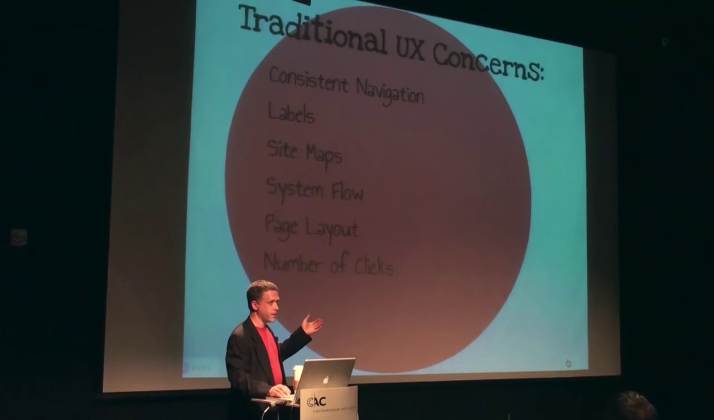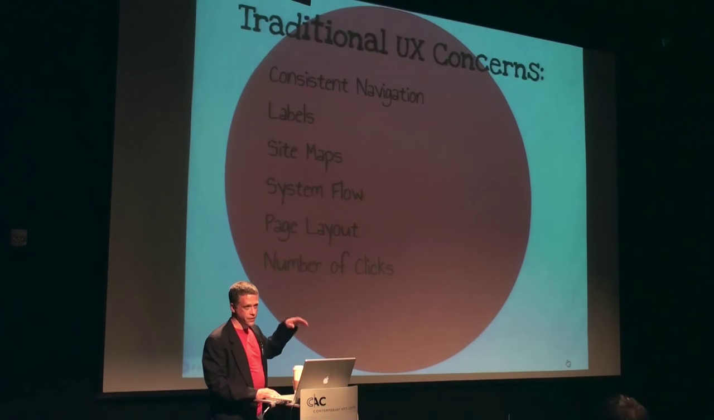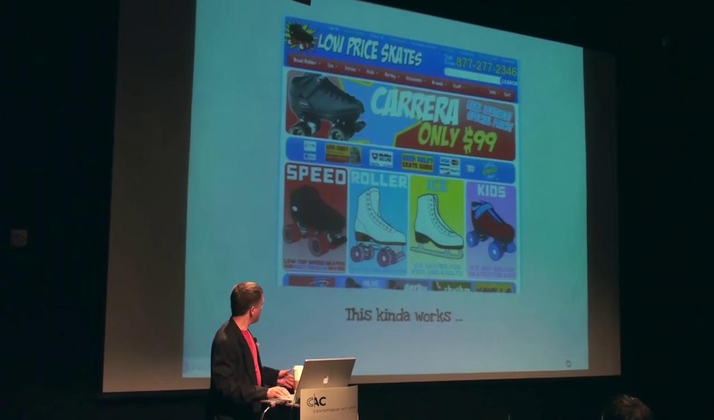So with traditional UX, you might say, okay, well, really what we need is a human factors engineer or a usability guy, somebody to come in and think about these things a little bit more. And what they're concerned about is navigation and system flow and page layout, things that do cross over into the visual world a little bit, but this is much more from a cognitive psychology or an engineering perspective. And they might come up with something like this. Now, it's usable. You can look at it and say, oh, I know where my speed skates are. But the visual aesthetics on it are kind of, I don't know.